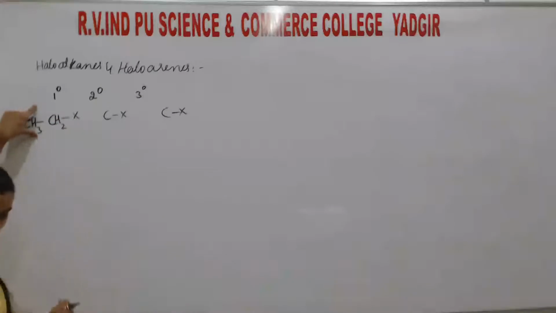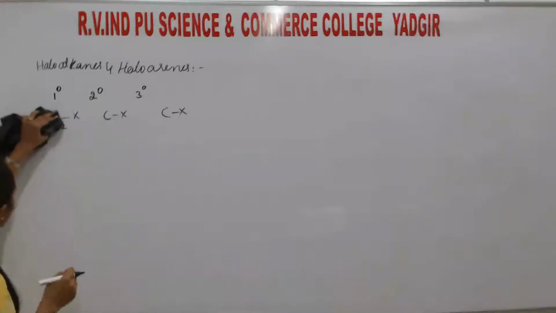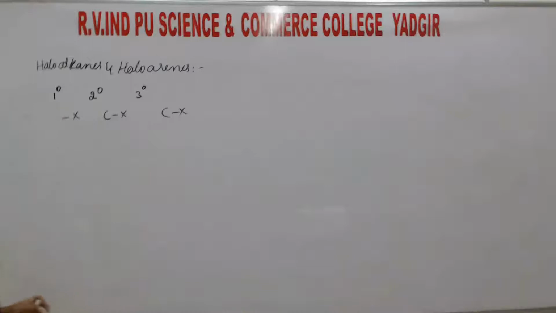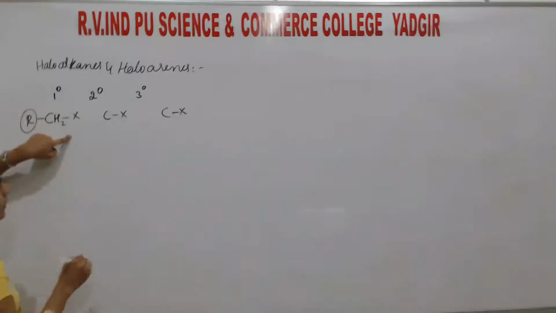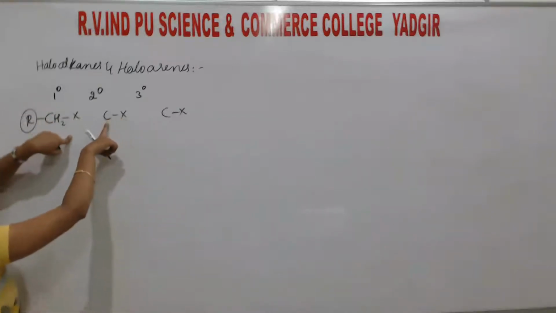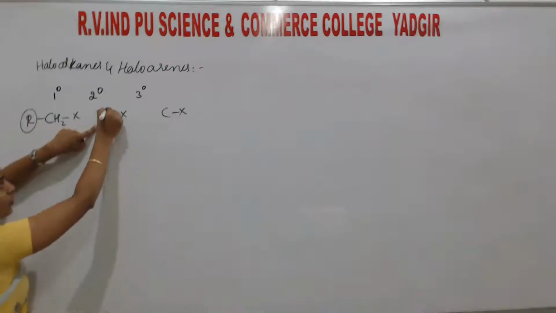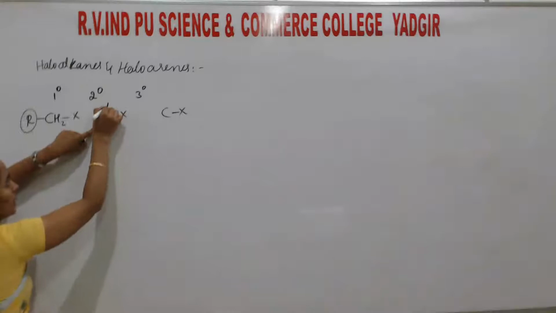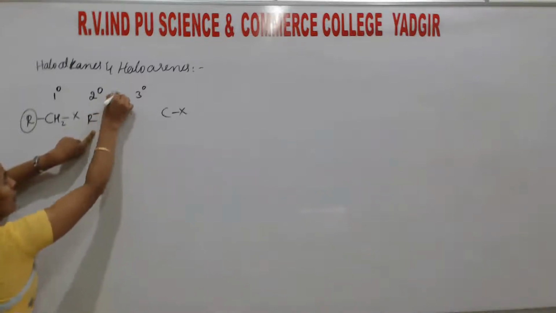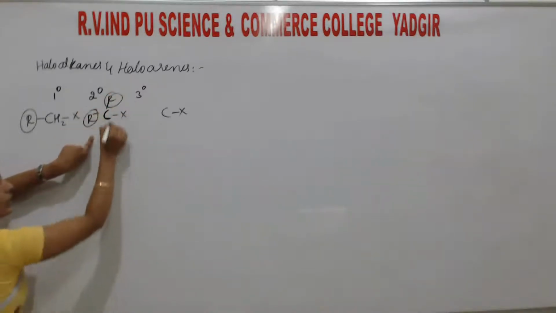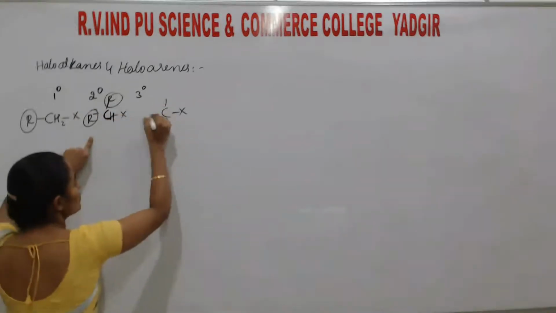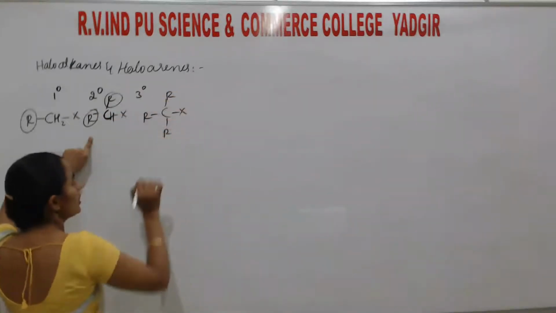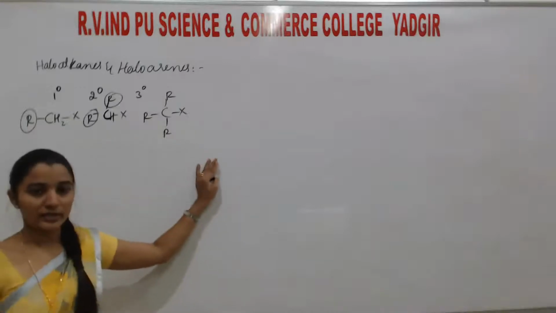So the halogen, to which the carbon atom is bonded, if that carbon is attached to another carbon, then that is primary. If the halogen is bonded to a carbon atom which is further attached to two R groups, then it is secondary. If it is attached to three R groups, then it is tertiary. This is one type of classification.